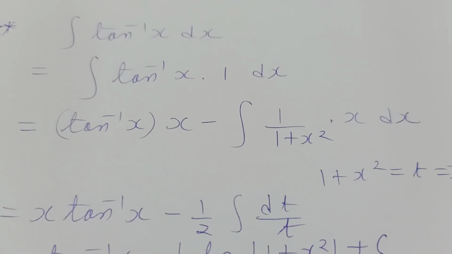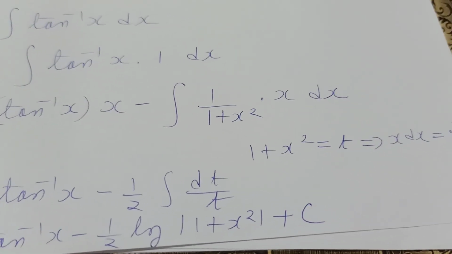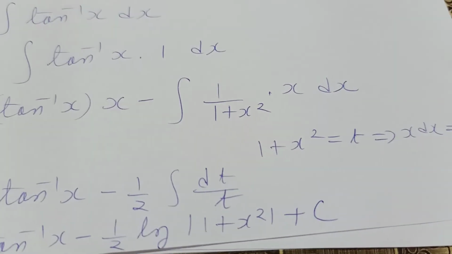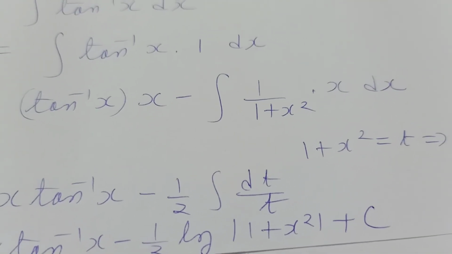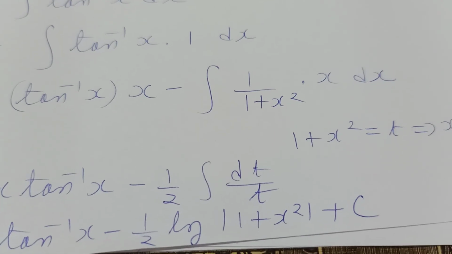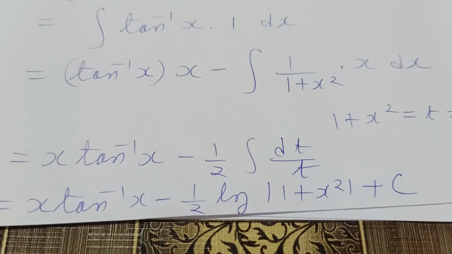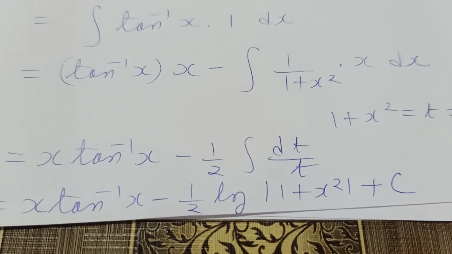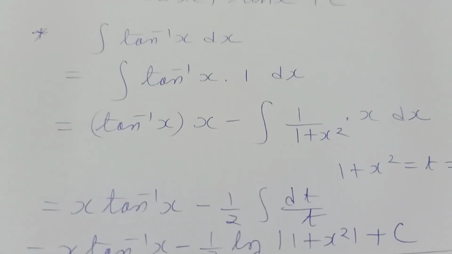Now if we put 1 plus x square equal to t in the integral, you will get x dx equal to dt by 2. If we use it, then our next step will be x tan inverse x minus 1 by 2 times the integration of 1 by t with respect to t. So our answer will be x tan inverse x minus 1 by 2 log mod t, and we put the value of t, then we will get log mod 1 plus x square plus c. So this is our answer.